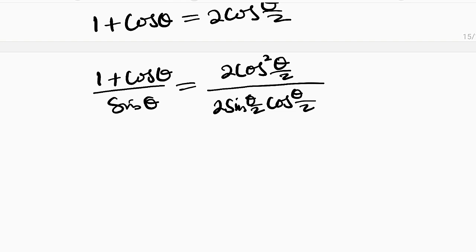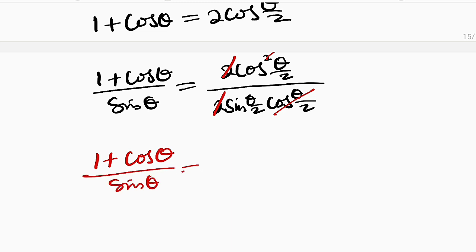All right. You can see that 2 and 2 will cancel. To the top, we have cos theta divided by 2 times cos theta divided by 2 because of this power of 2. So 1 will cancel which one? This. We have what? Cos theta divided by 2 divided by sine theta divided by 2. So this is 1 plus cos theta divided by sine theta equal to cos theta divided by 2 divided by sine theta divided by 2. But this is not tangent, rather cotangent, right?